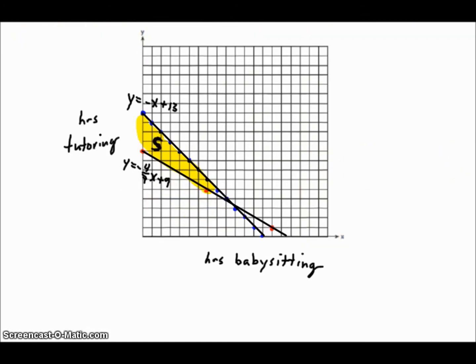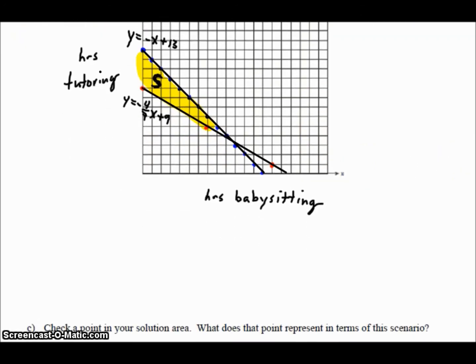Alright, so let's get on to the last part here, and it says for C, check a point in your solution area. So I can pick any point in here, so I'm going to choose the point (1, 10). I'm going to go up to 10 here. This is right in the middle of it. So the point (1, 10) is a great point to check, where the 1 is my x and the y is 10.